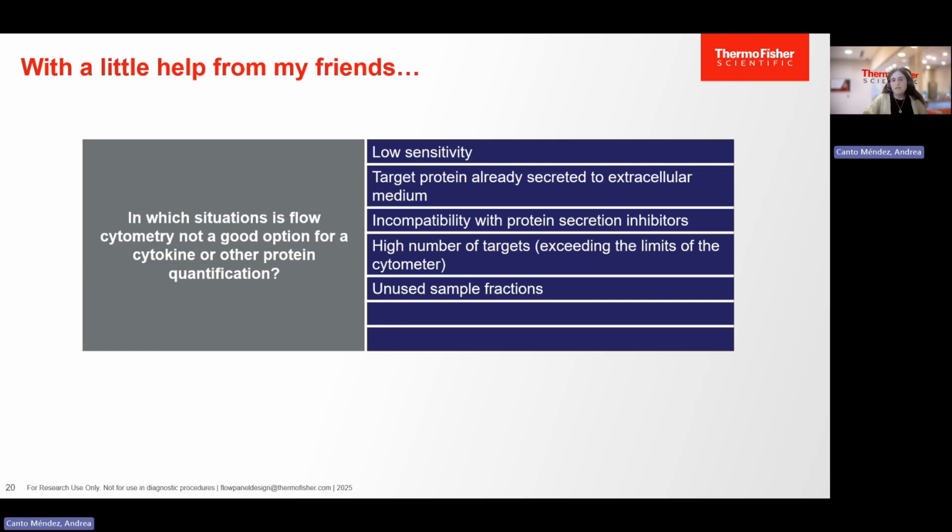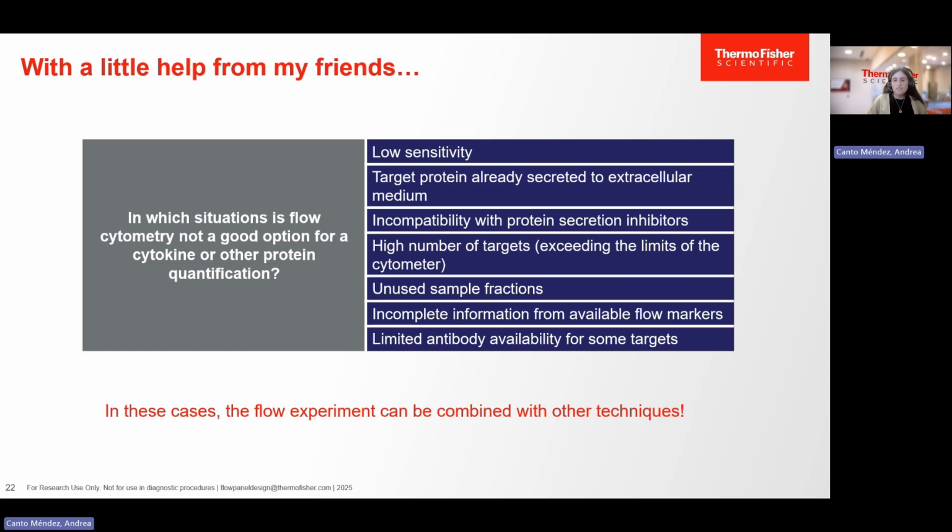Also, we might have unused sample fractions. For example, we might have plasma or serum that we haven't used for our experiment that might contain interesting biological information. It might also happen that the flow markers that are available are not covering all the information we need from a particular cell type. So we need to delve a little bit more into the function of the cell, how these cells are producing cytokines, to answer our biological question.